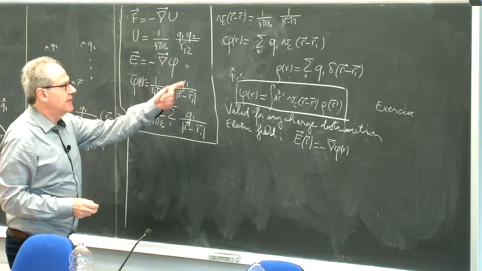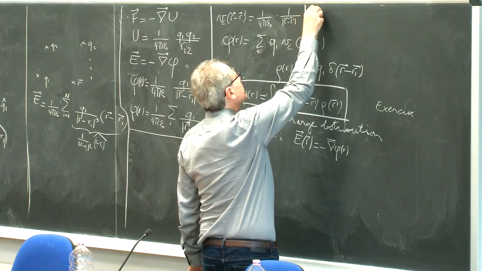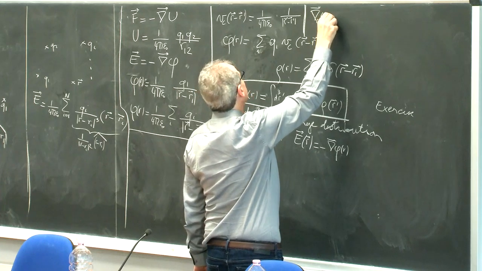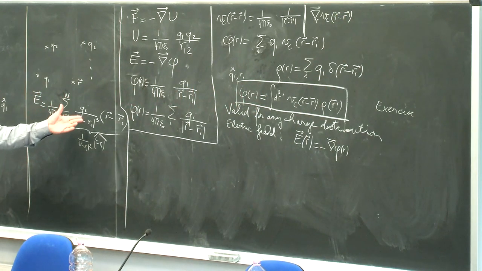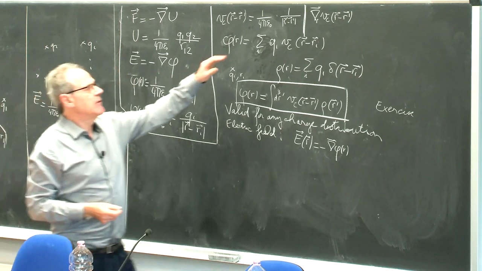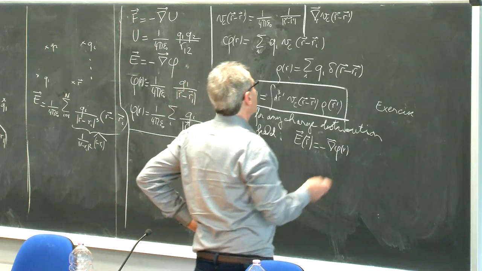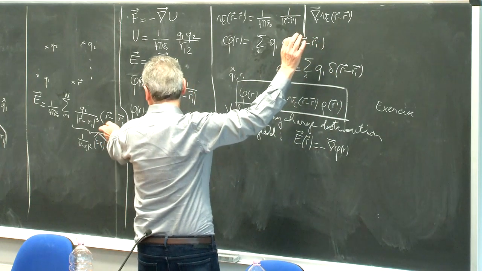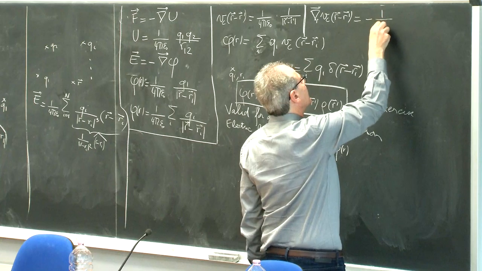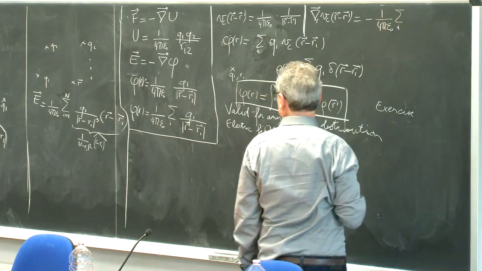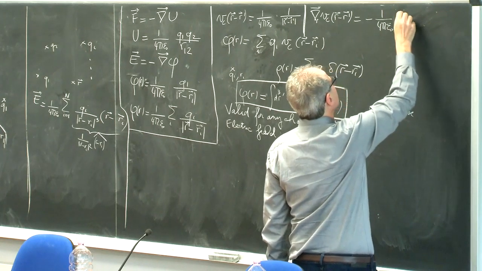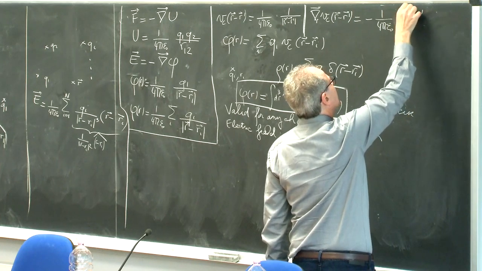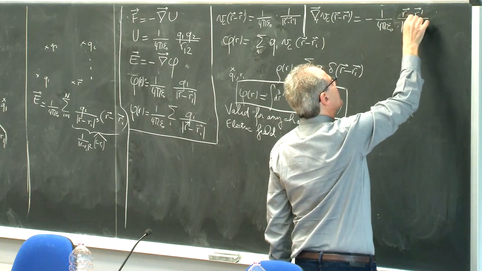And what is the gradient? If I look at the gradient with respect to r of V_C(r minus r prime), well, essentially it's going to be related to the electrostatic field. So either you calculate the gradient directly, or, I mean, it's directly related to the electric field. So it is minus 1 over 4 pi epsilon 0 sum over i of (r minus r_i), it's only one, so it's (r minus r prime) divided by |r minus r prime| cubed.